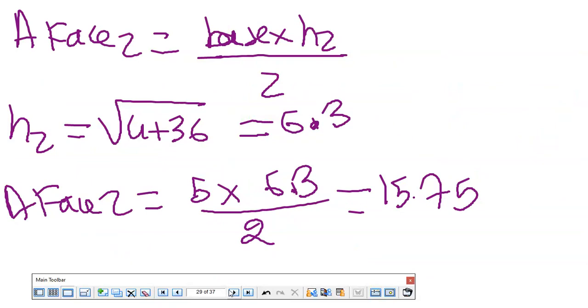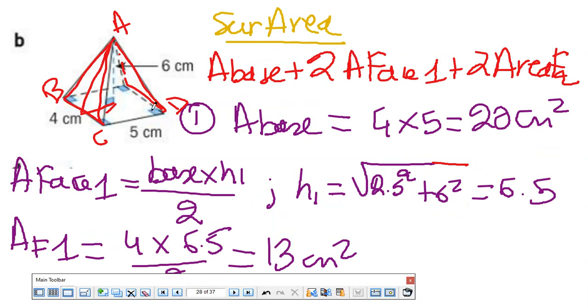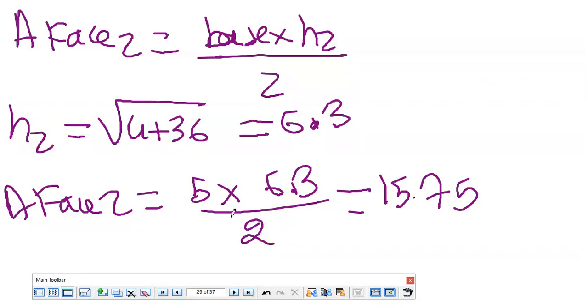Now, to find the height of the other face, it's here. I will change the color, guys. So this is the base 5. I need this height here to be able to find it. I will find it in this yellow triangle here. So H2 squared is equal to 2 squared, because it's half of 4, plus 6 squared. So it's radical 2 squared plus 6 squared, so it's 6.3. So the area of the face will also be base times height over 2.